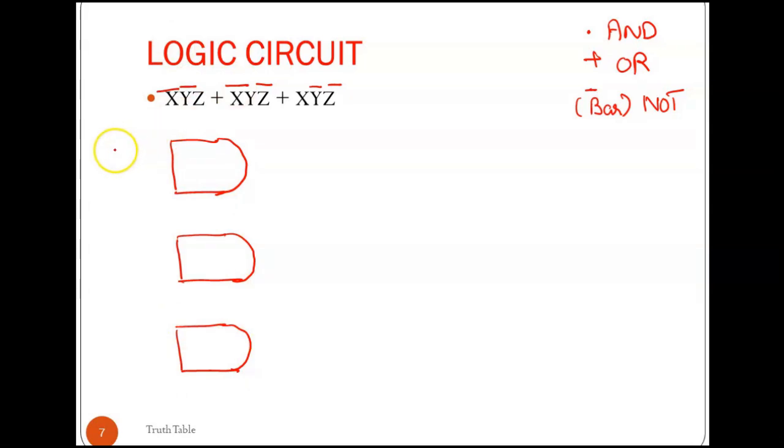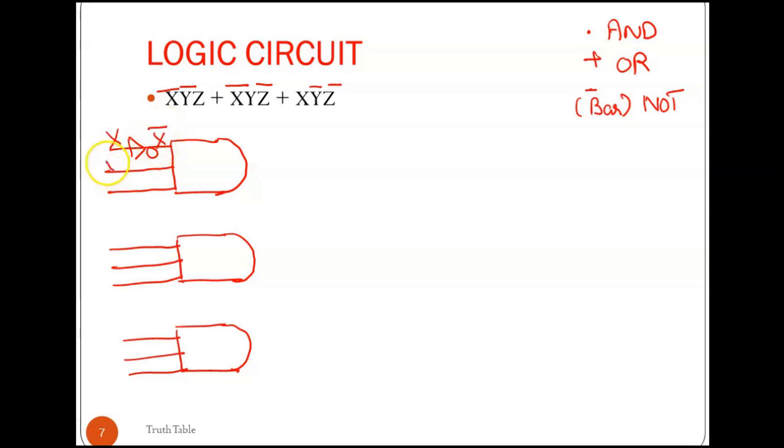Okay, then 3 inputs are there: 1, 2, 3. For the second also 1, 2, 3. For the third also 1, 2, 3. Then here you have a bar for X. So this side X, X bar. Then Y, Y bar. And then Z.